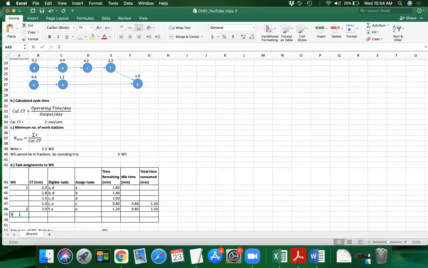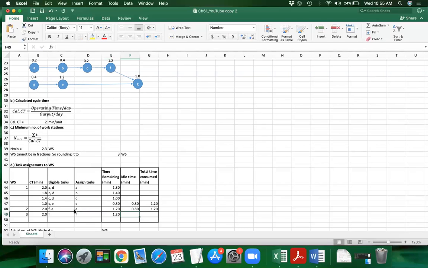Move on to workstation number 3. Again, we will have 2 minutes to start with. What are the tasks eligible? We assigned E already, so F is eligible. G is not yet eligible, because for G to be eligible, we need to make sure that both E and F are assigned. So the only eligible task is F here. We are going to assign F, and F is going to take 1.2 minutes, and G needs 1 minute.